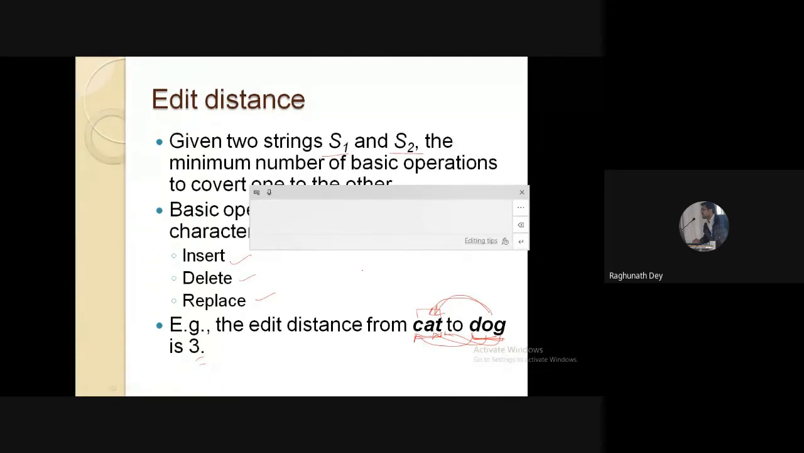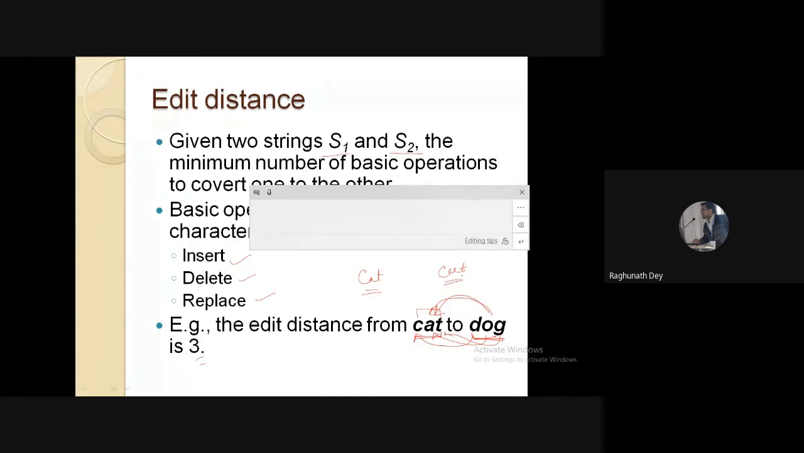Suppose the correct term is cat, but the user has written cut. Forget which one is correct; you just find the edit distance between these two terms.